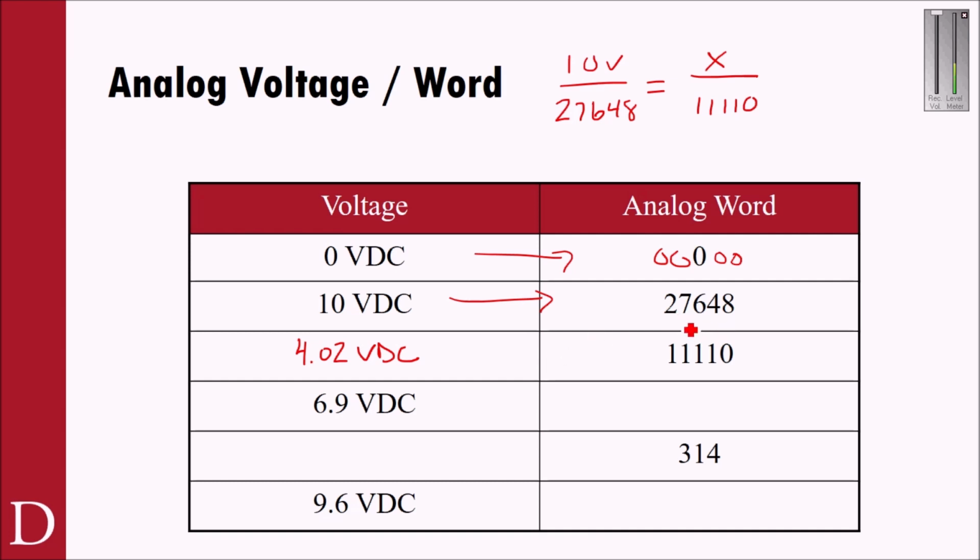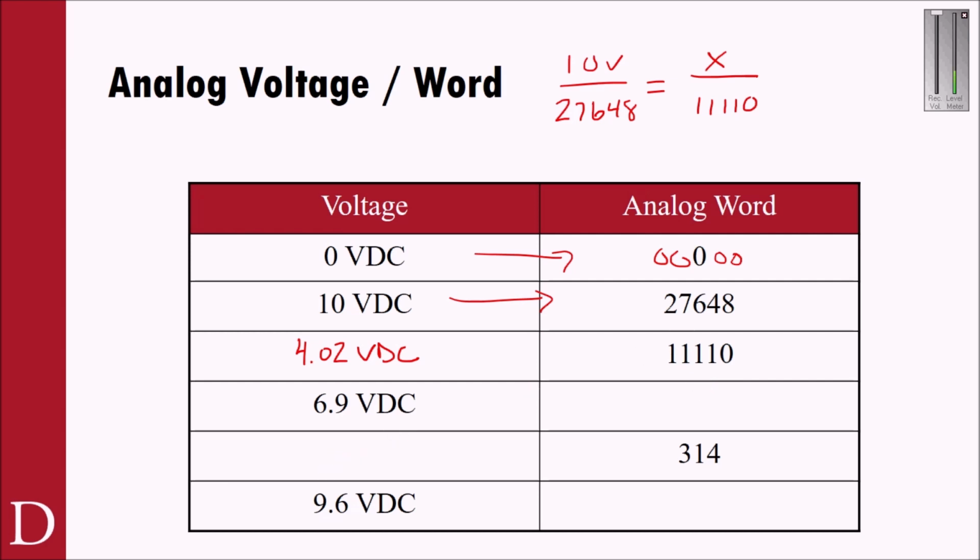Well, if 27,648 is full scale, then I'm going to guess half scale is what? Is it close to 14,000, right? So I would expect this to be, if 28,000 was full scale, half scale or 5 volts would be at 14,000. So I'm expecting it to be a little less than 14,000. That looks like a reasonable number.